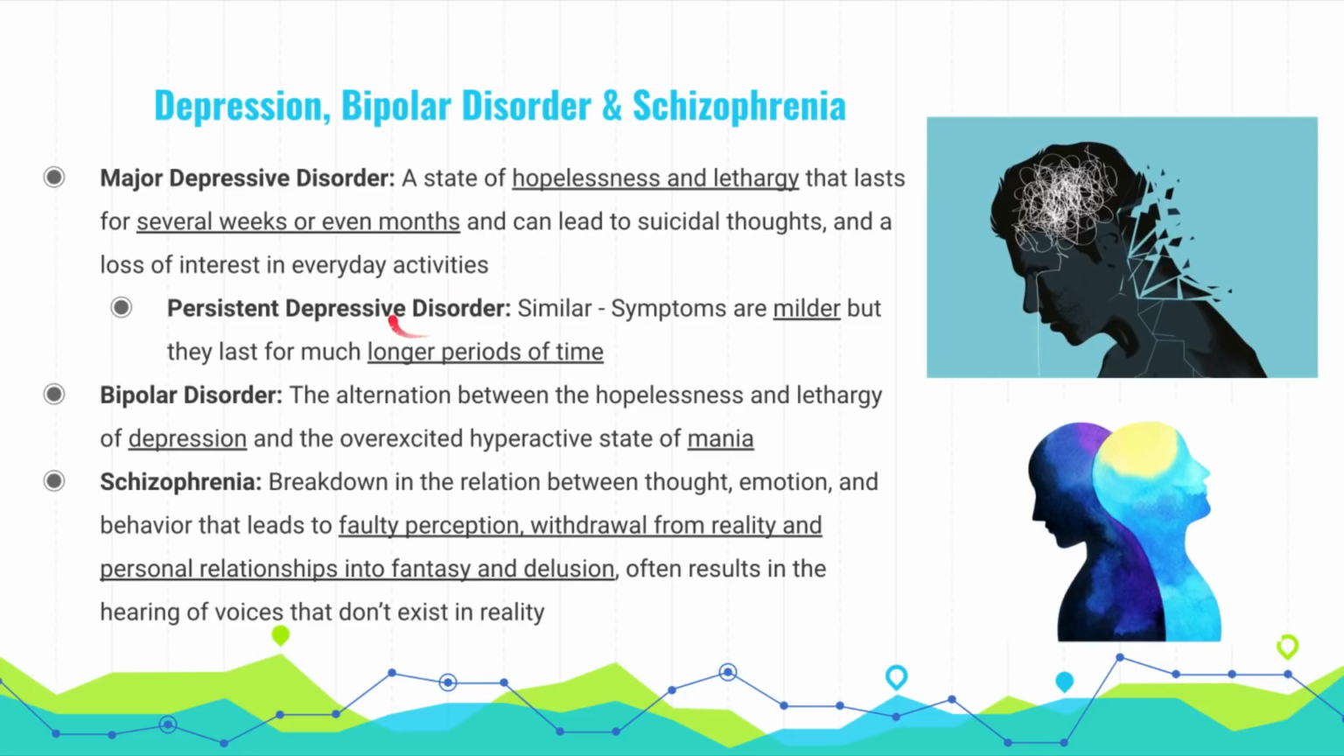Persistent depressive disorder is similar. However, the big distinction is that the symptoms are milder and they last for much longer periods of time. Bipolar disorder is next, and it's the alternation between the hopelessness and lethargy of depression and the overexcited, hyperactive state of mania. It's essentially where you're riding on a roller coaster of incredibly destructive emotions.